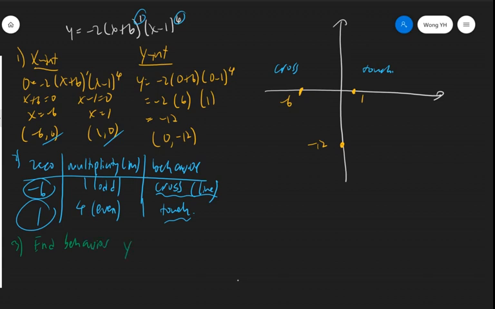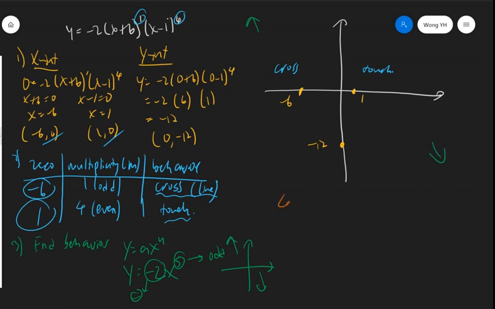End behavior is y equals ax^n. So this one is based on this equation. Your a will be minus 2, and your n will be, here is 1, here is 4, so 4 plus 1, so it's 5. So minus 2 is negative, 5 is an odd number. So we know that the end behavior will be left side up, right side down. So put there, up, here, put down.